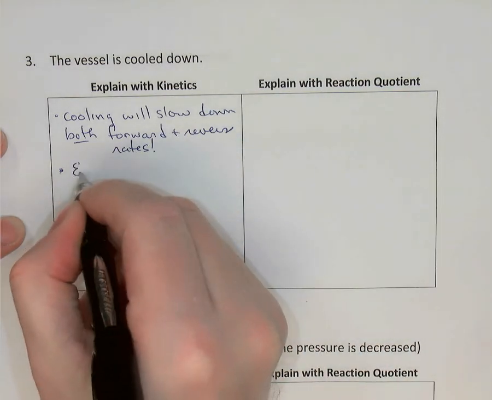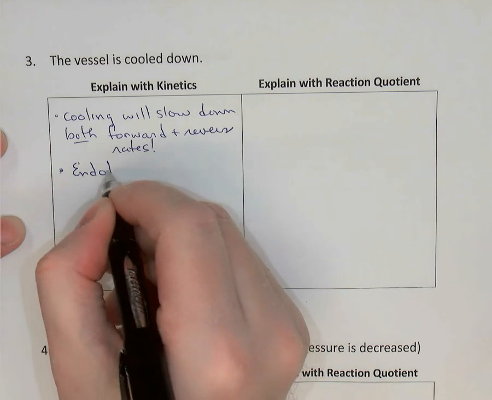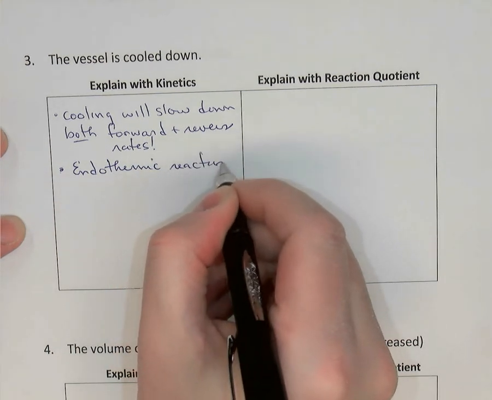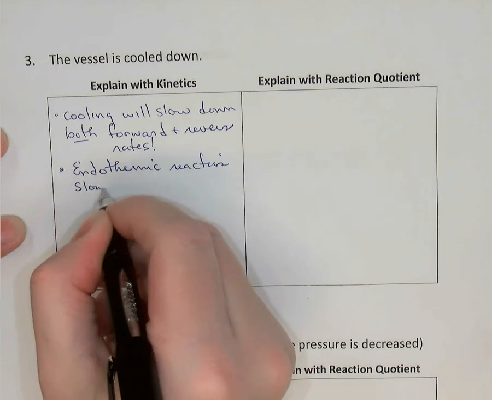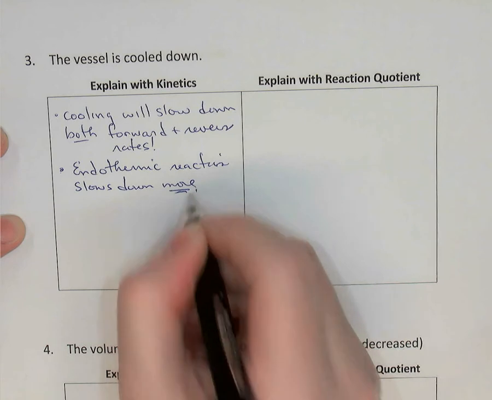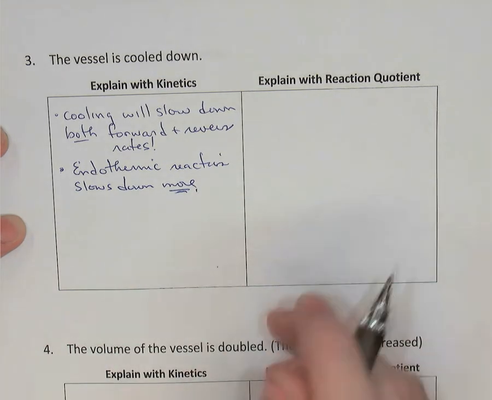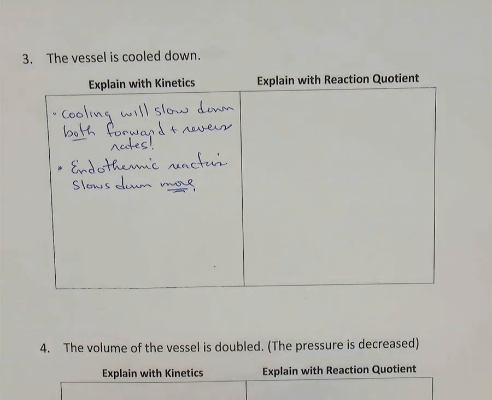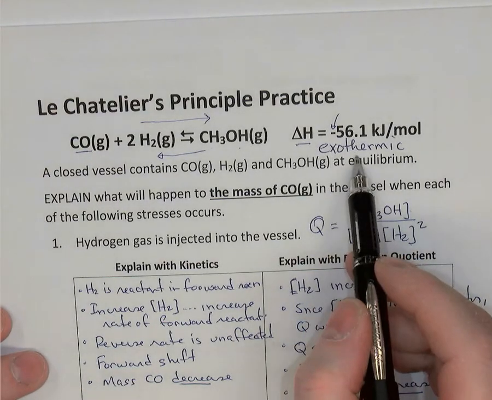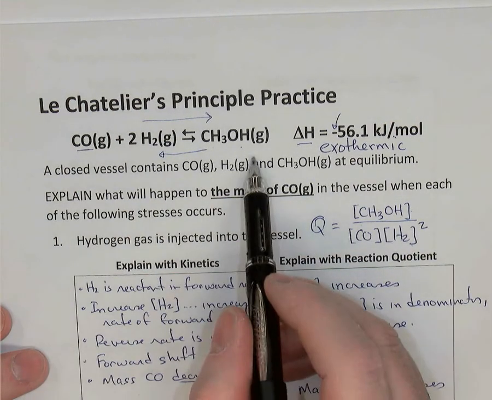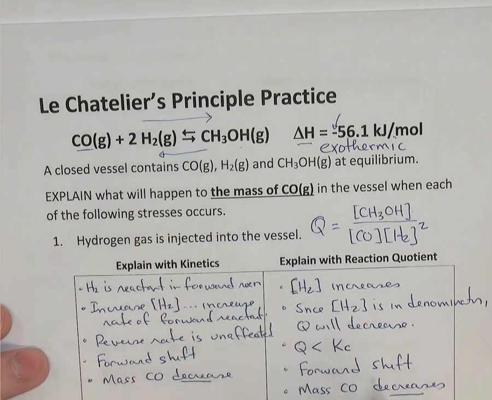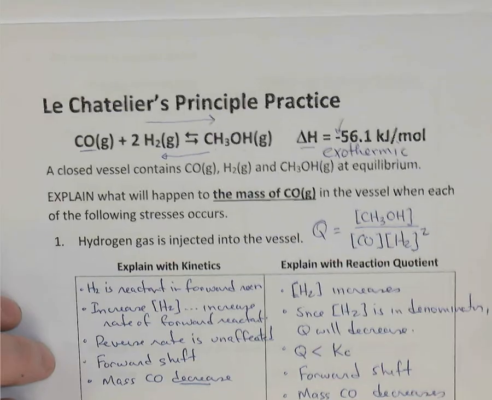So the endothermic direction is the direction that gets affected to a greater extent when you change temperature. So the endothermic reaction slows down more. Now if you remember when we wrote our balanced equation earlier, we saw that it was written as an exothermic process. So the forward reaction was exothermic. Then the reverse reaction is the endothermic process.